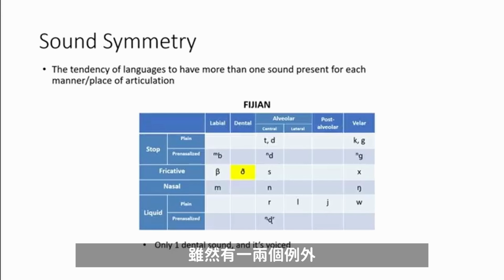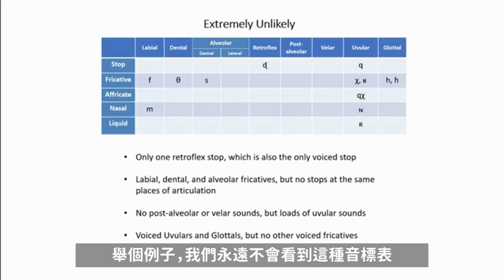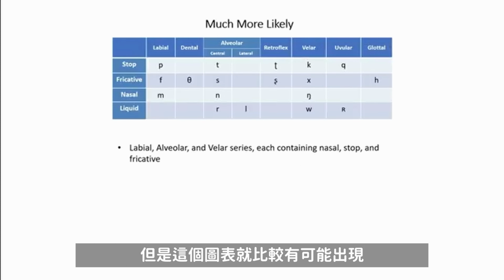Any natural language is likely to have more than one sound in any given row or column. There may be one or two exceptions, but for the most part, the sounds present in a language should come in a series. For example, we would never expect to see a natural language that features these sounds, whereas something like this is much more likely to occur naturally.